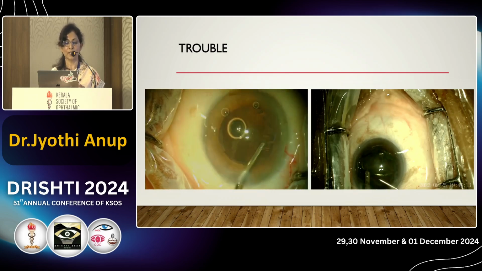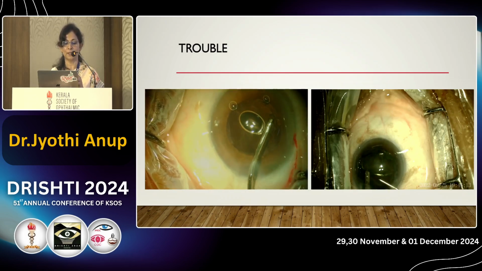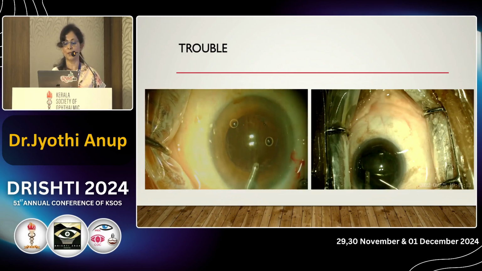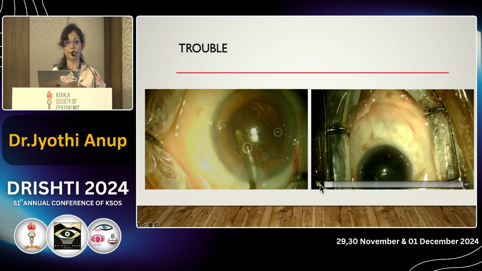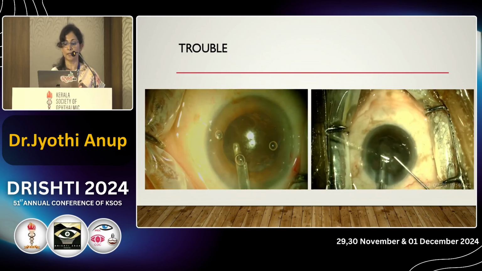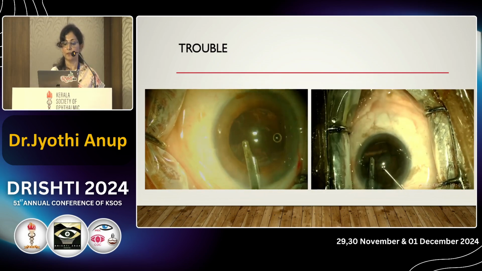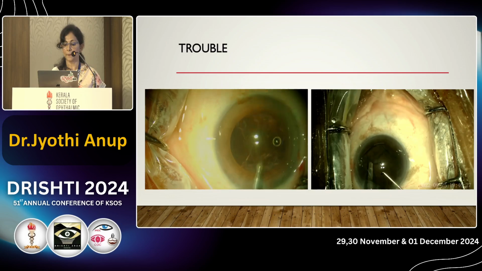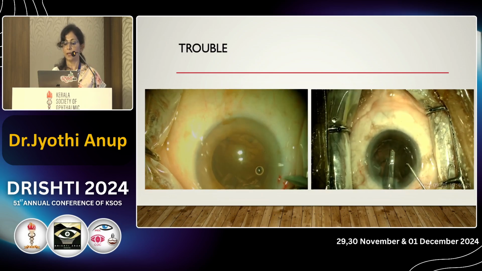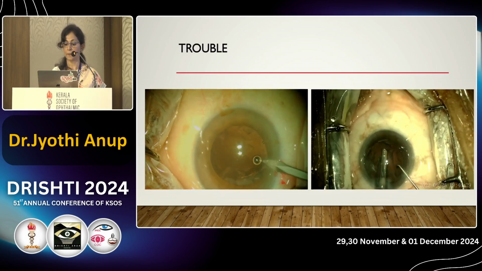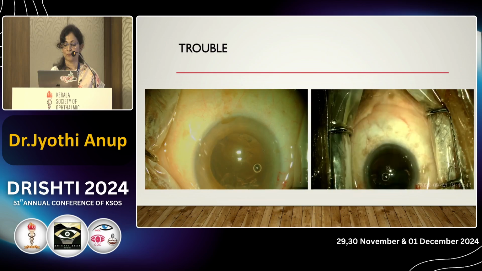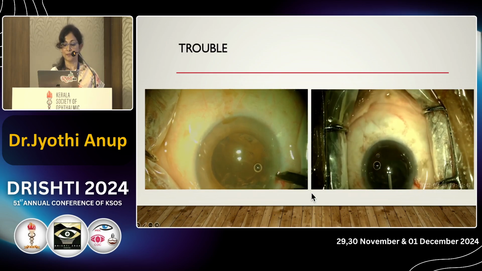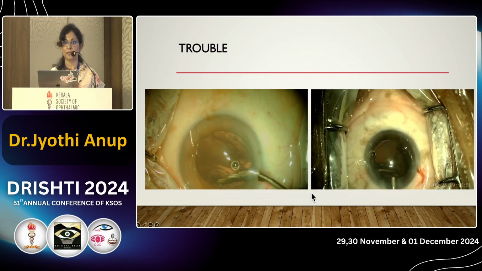As soon as you create a rent, you should inject visco through the side port, and then only you should remove. And always keep your phaco probe in the center of the pupillary area and do maneuvers. If you go in the periphery, you may either catch your iris or the capsular bag, as you can see here. Phaco is less forgiving. You have to be very vigilant and careful.